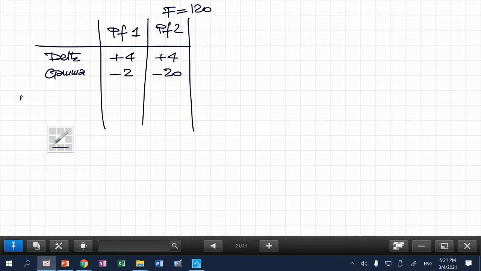What is going to be the new delta of this position if the future rises to 121? So the future is starting from 120. Imagine the future increases to 121. Which would be the new deltas of portfolio 1 and 2? Take 20 seconds to think about it.